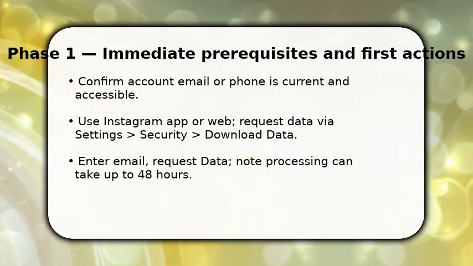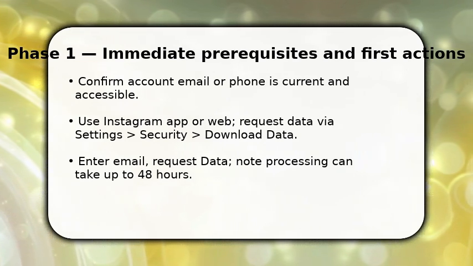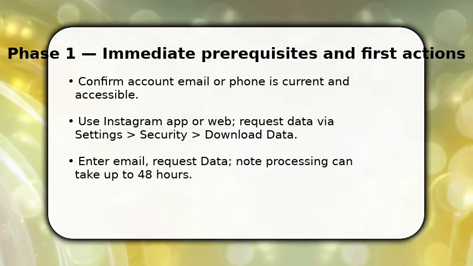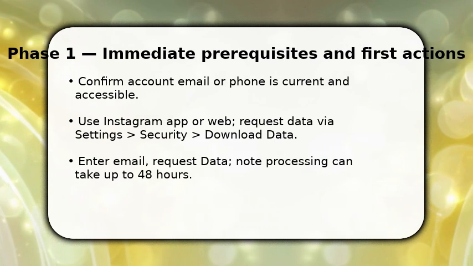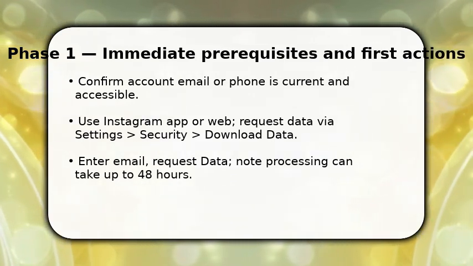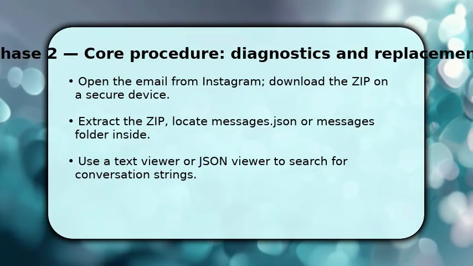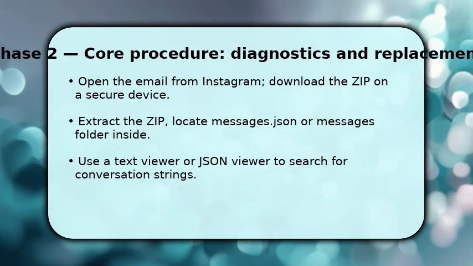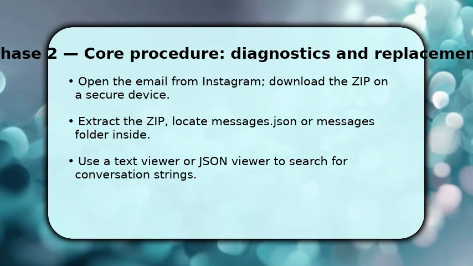You are asking Instagram for your account archive, which includes messages. Wait for the confirmation email. It can take several hours, up to 2 days. Once you receive the email, download the zip to a secure computer or phone and extract it. Do not open unknown attachments on public machines.